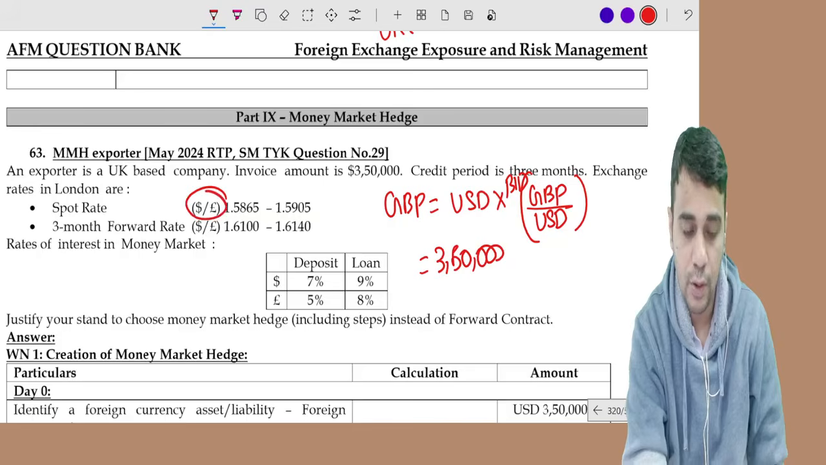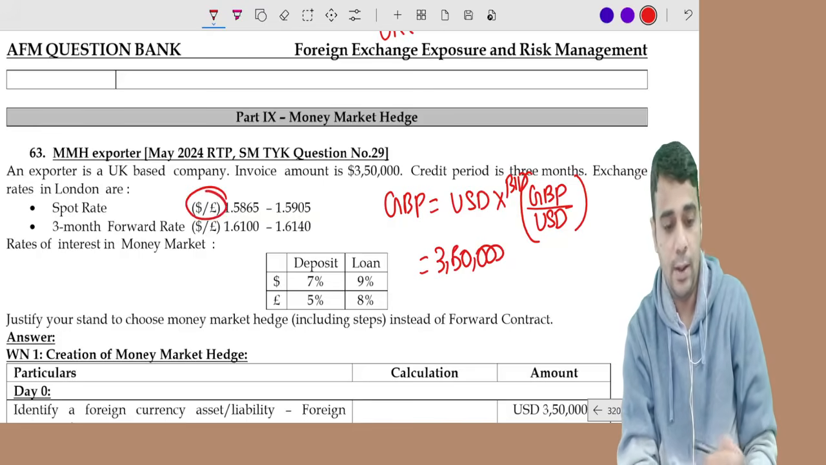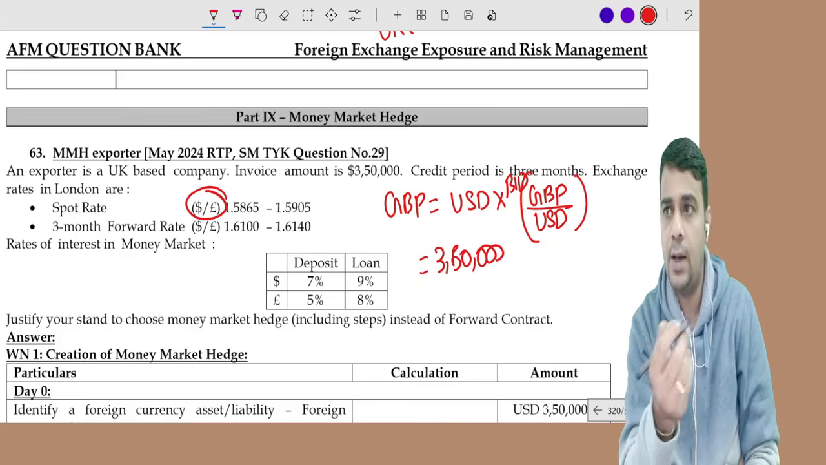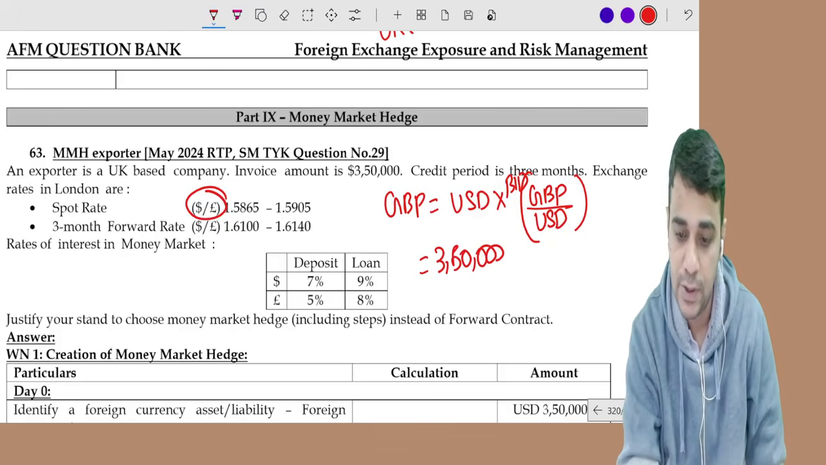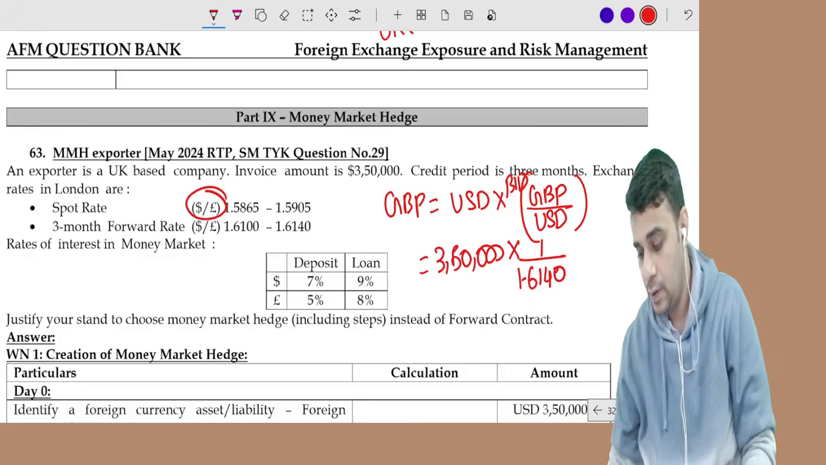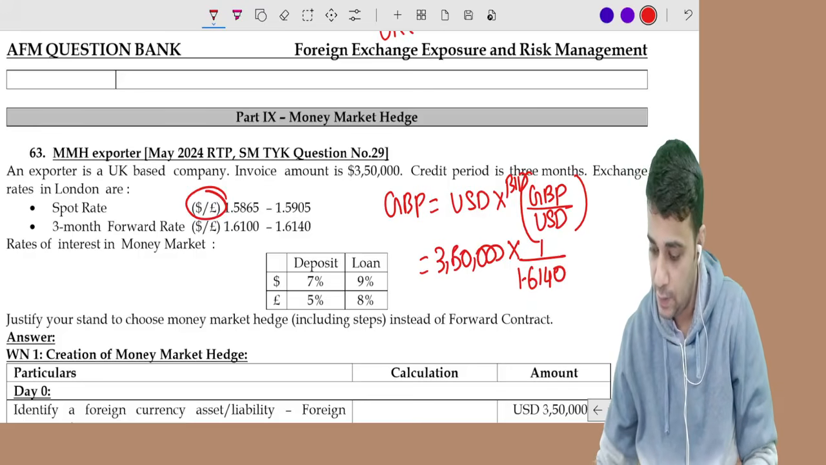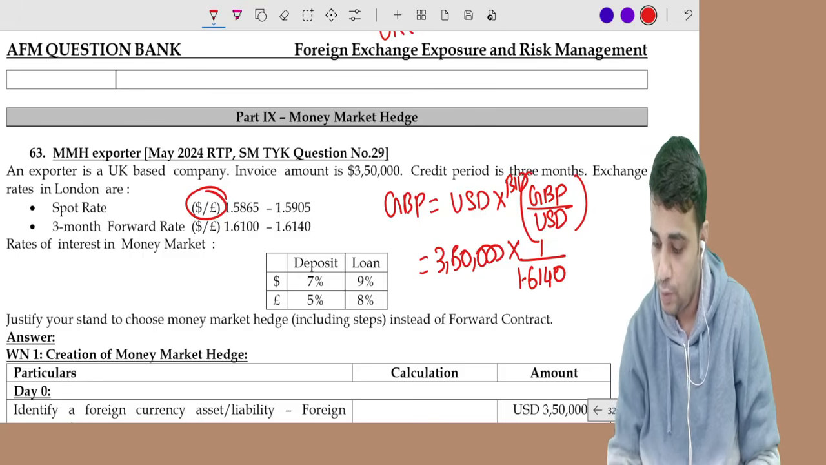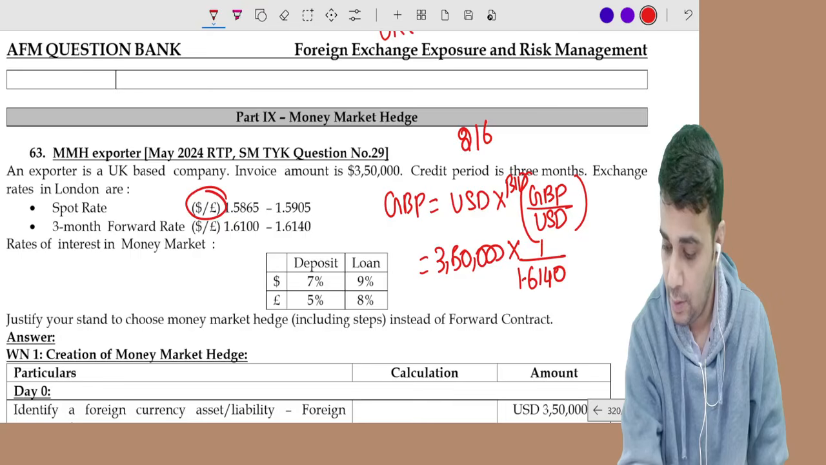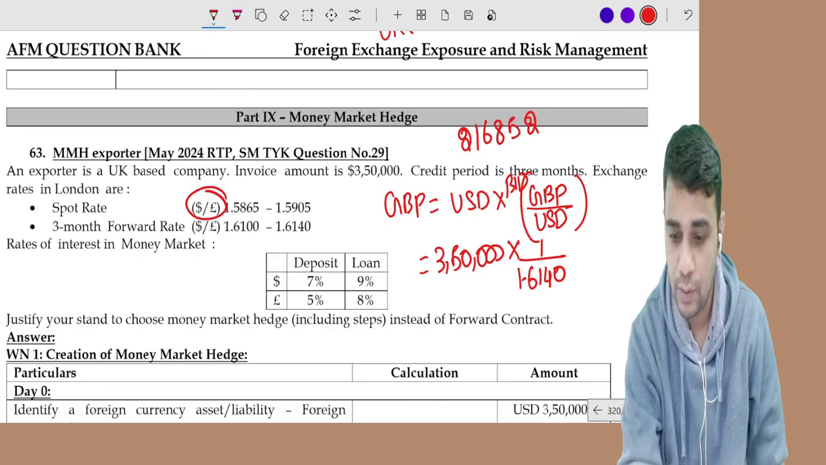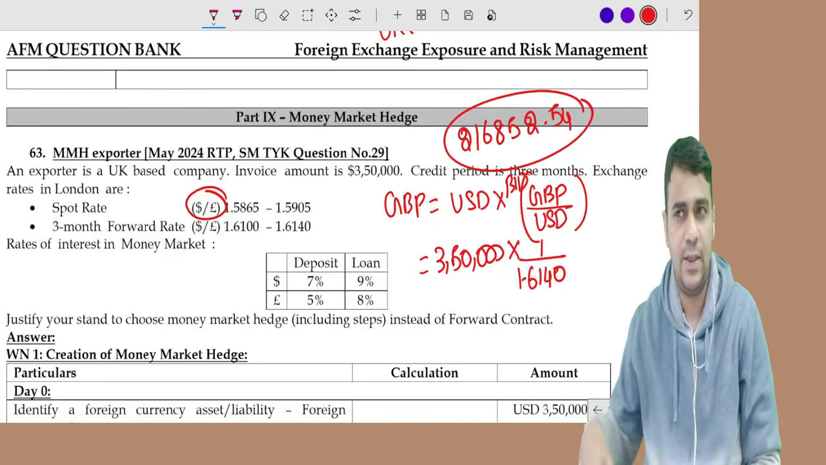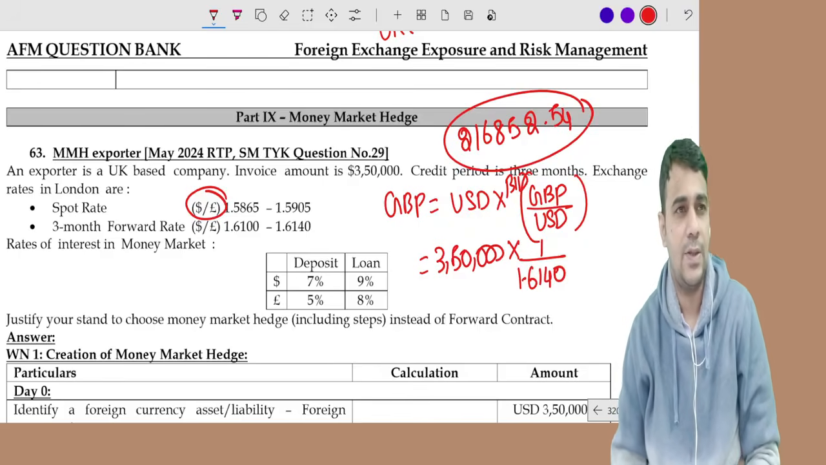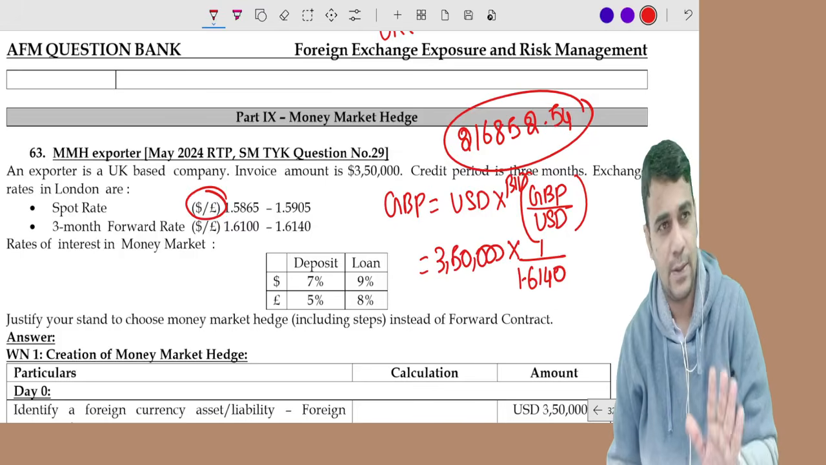I have dollar per GBP, though it's not mentioned as a slash, but looking at the rate, dollar is a cheaper currency, so it has to be dollar per GBP only. I need GBP per USD, so 1 by ask, which is 1.6140. This will give me the answer, 2,16,855. Number of decimals we decide as per the question. It can be with or without decimal. If the problem doesn't mention anything, you can take a call, but most exam questions have started mentioning.